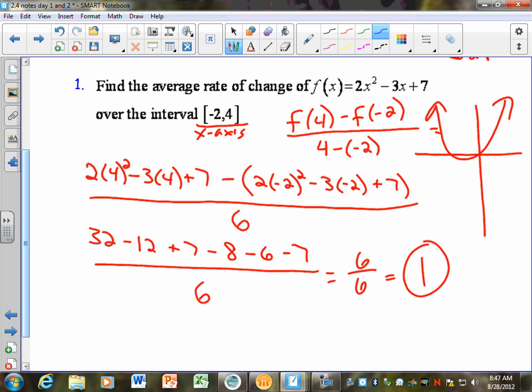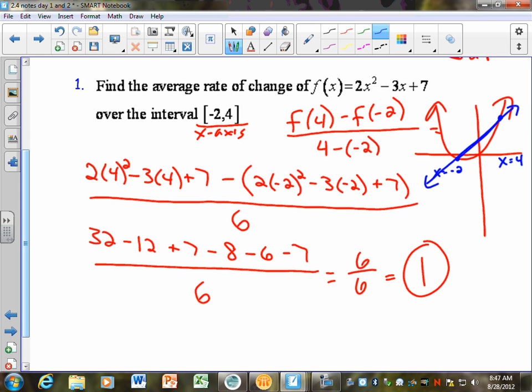If I looked at the value at x equals negative 2, which let's just say is right here, and then x equals 4, let's say that's right here. If I connected those and made a line, what I've just found, the average rate of change, I've just found the slope of the line that goes through those 2 points. That works for any equation.